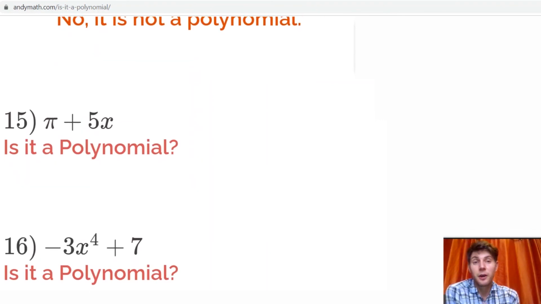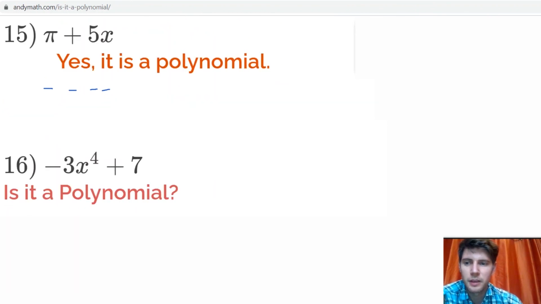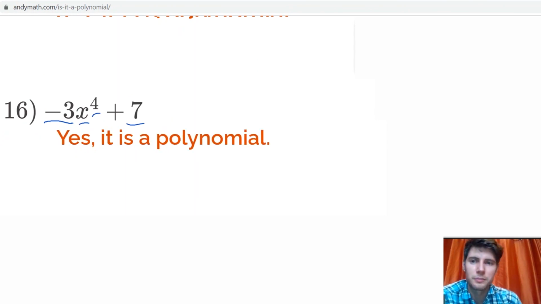Number 15. Pi plus 5x. Well, pi is just a number. So this is a number plus a number times a variable. That is fair game. It is a polynomial. And then -3x to the 4th. Well, this negative in front is totally fine. -3 is a number, 7 is a number, x to the positive 4. This is all totally fine. So yes, it is a polynomial.